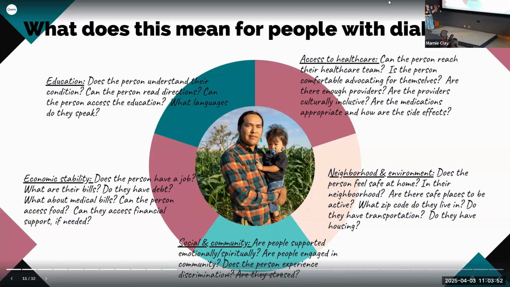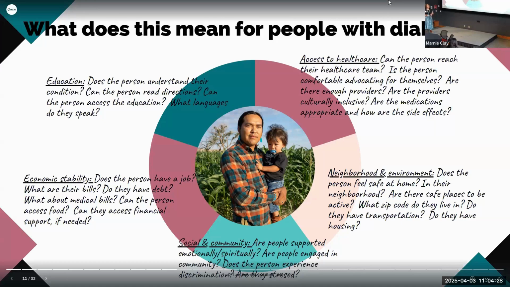So all of these questions are things that would go on in my mind when I was meeting somebody who had diabetes. So when it comes to access to healthcare, questions like, can the person reach their healthcare team? Is the person comfortable advocating for themselves? So like I said, people with higher levels of trauma, they may not be very comfortable advocating for themselves. Are there enough providers in the facility? Are the providers culturally inclusive? Are the medications appropriate? And what are the side effects?